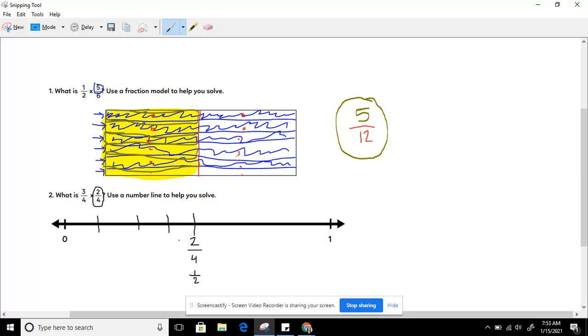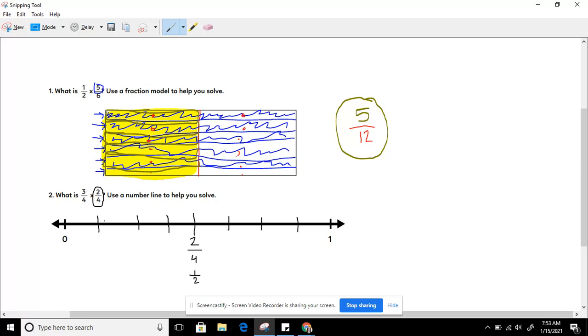From 2/4 to 1/2, I'm going to break it up into 4 even pieces. 1, 2, 3, and then 4 is at your 1. So now we've got both sides of the number line broken up by the number of our denominator in that first fraction, 3/4. Our denominator was 4. We broke up from 0 to 2/4 into 4 pieces, and from 2/4 to 1/2 into 4 pieces.